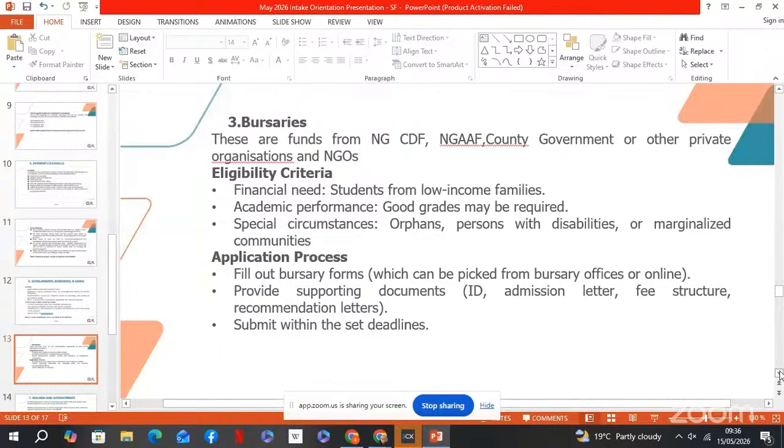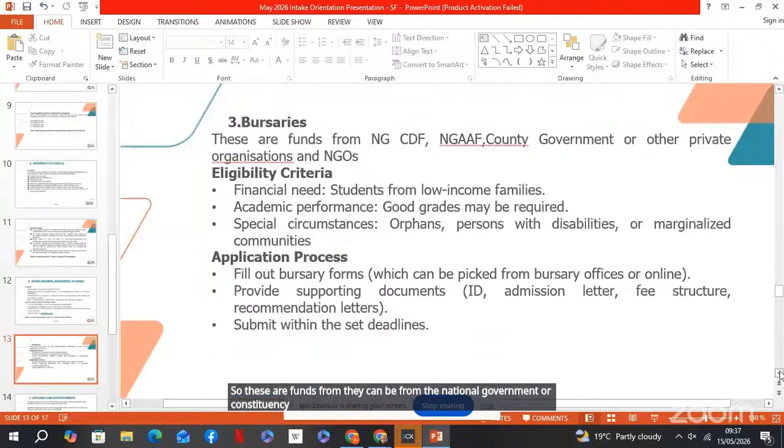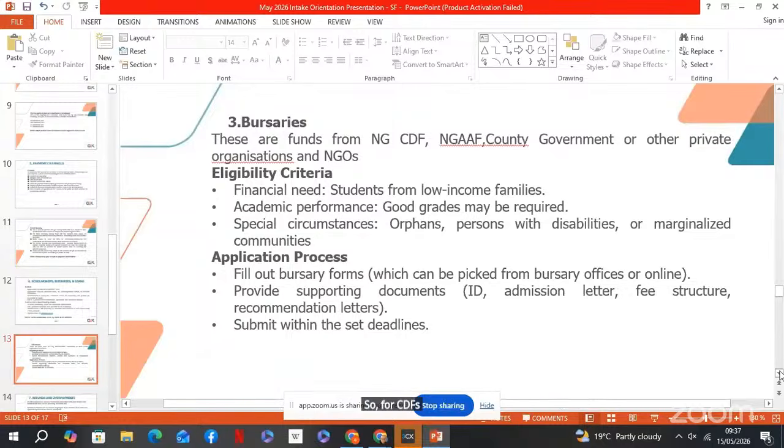So for bursaries, since we don't have officials from these offices here, these are funds that can be from the national government constituency development fund. They can be from the NGAF, the county bursary funds. They can be from the government or other private organizations and NGOs. For CDFs, these ones are only given to students who come from low-income families.